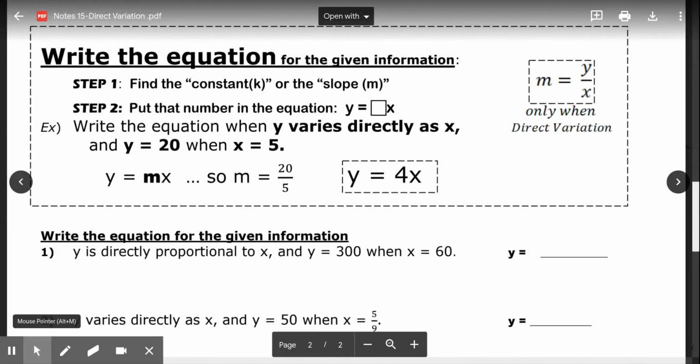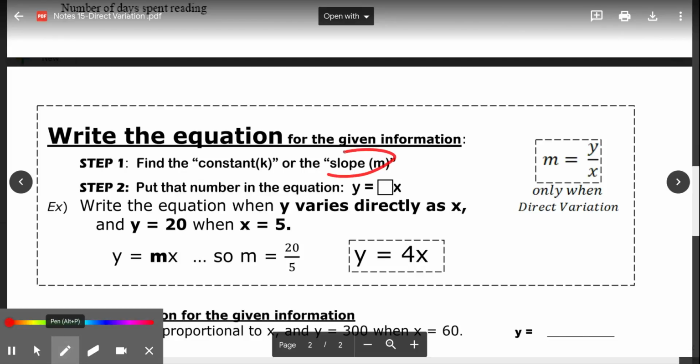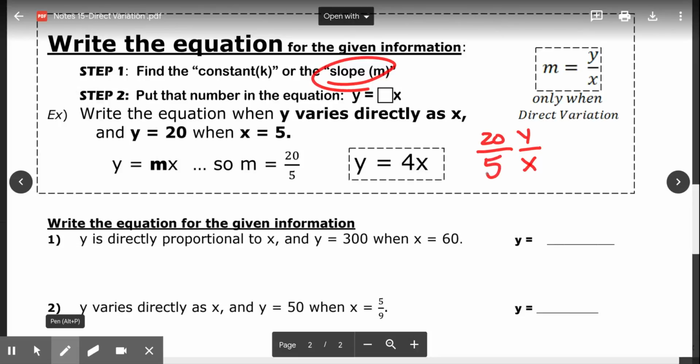Here now, what we're going to do is write the equation for the given information. So step 1, we're going to find the constant, or basically just the slope. And then step 2, we're going to put that number that we get into our equation. So example, write the equation when y varies directly as x. So when y is 20, because remember it's y over x, and when x is 5. So 20 divided by 5 gives us 4. So y equals 4x, and that's it. That's all you're finding right there.